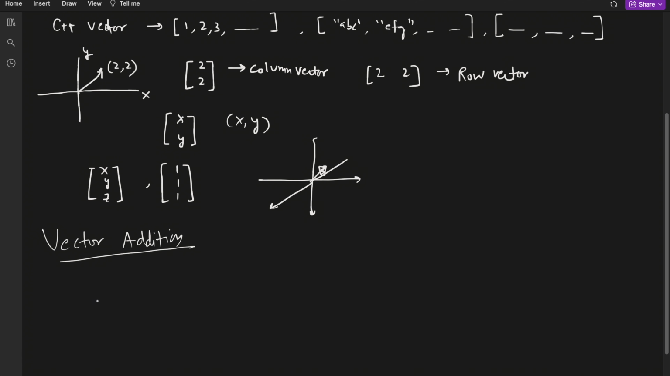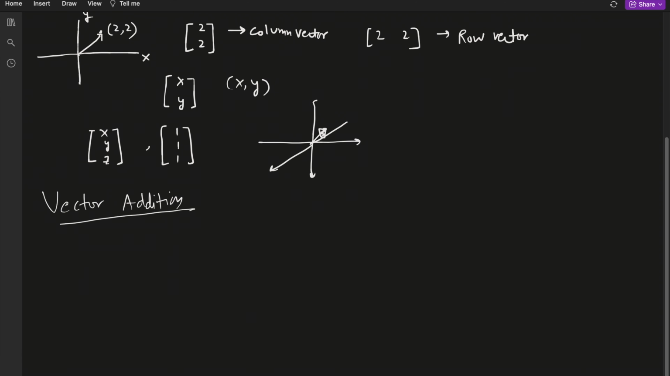So for example, we have this coordinate, and let us suppose we have two vectors. This is vector a, and a vector is denoted by this, right, in maths. And let us suppose we have another vector b like this, and we need to add vector a and b. So let us suppose we add vector a and vector b to get vector c.